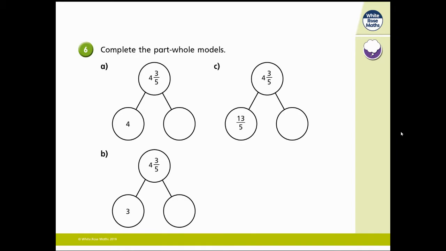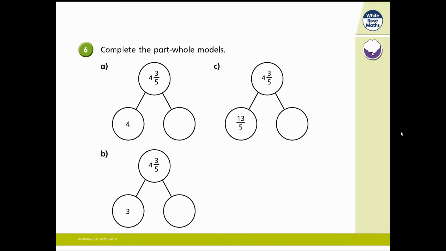Then we've got B, and it says 4 and 3 fifths at the top, and we've got 3. So we've got 3 whole ones in the circle to the left. So that means we need an extra 1 to go to 4, and then 3/5 we've got left over. So in the right hand side circle you need 1 and 3/5, and those together will make 4 and 3/5.